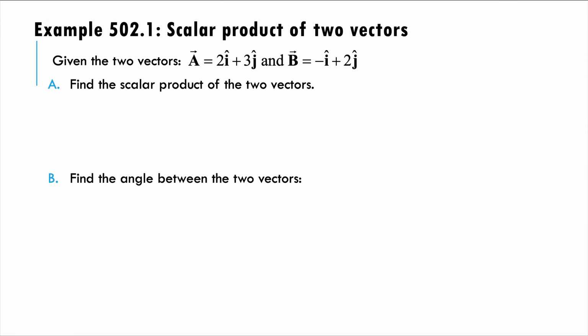Let's do an example from video 502 on the scalar product. In this example, we are given two vectors a and b, and we want to find the scalar product of the two vectors and also the angle between the two vectors.